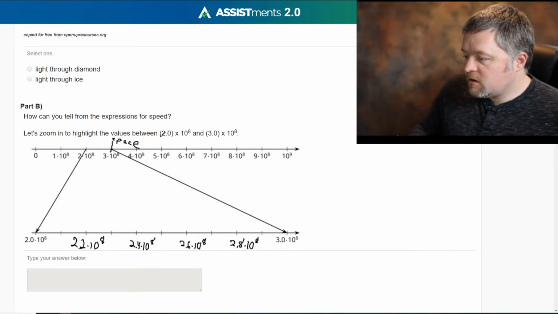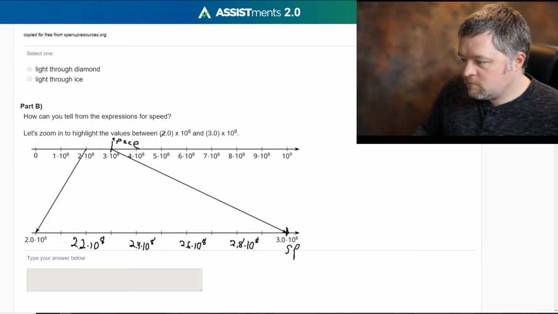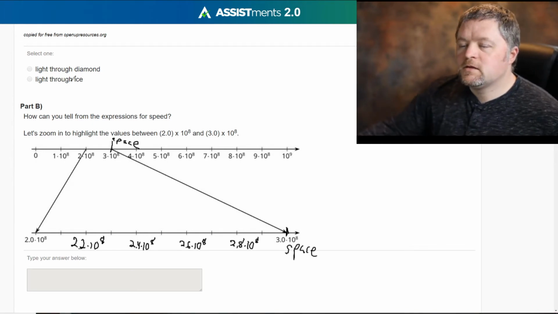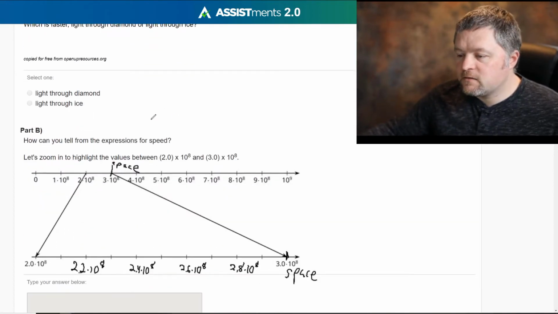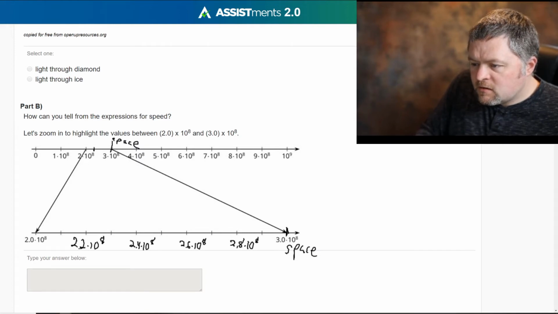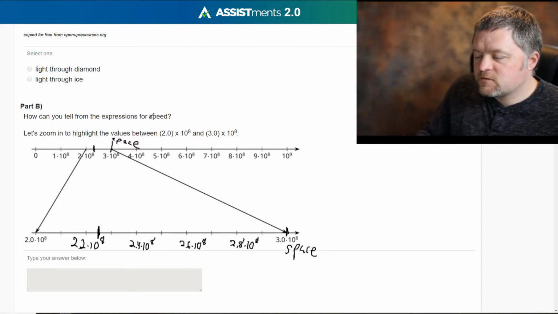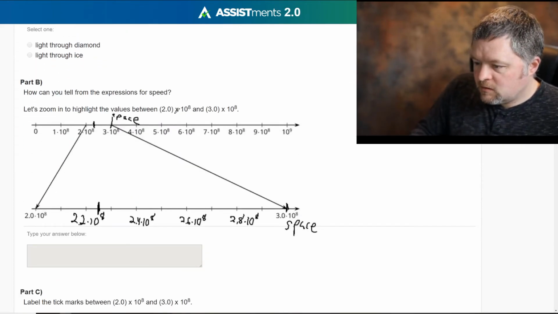On our other number line, it's right there. Water, 2.25 times 10 to the power of 8. On our top number line, 2.25 is going to be about there. On our zoomed in number line, 2.25 is going to be about there. That was water. I'm just going to label these with a W.